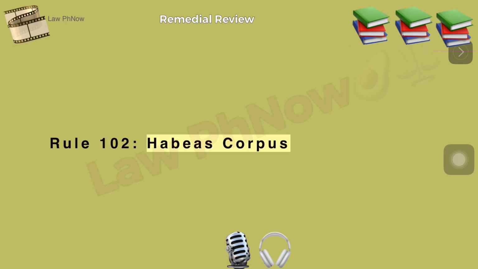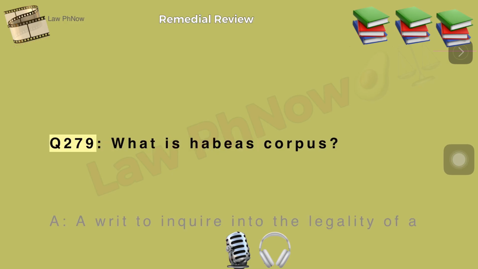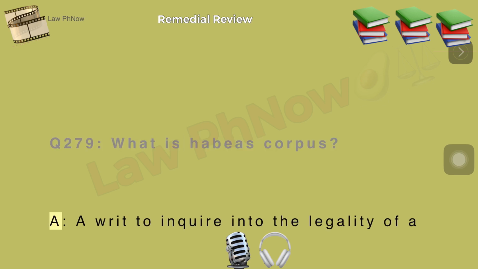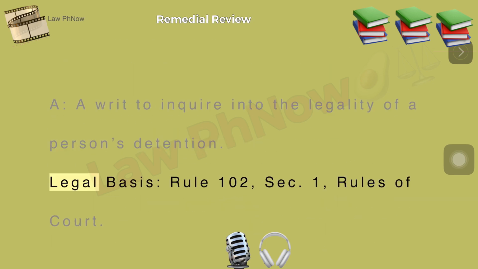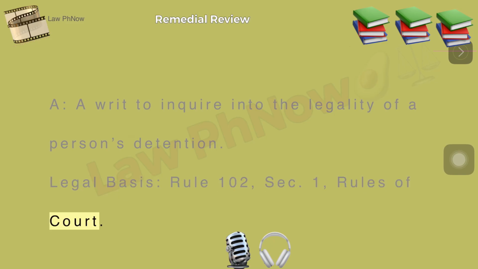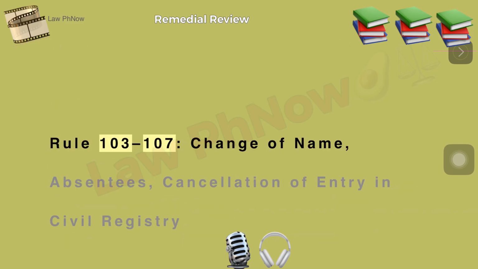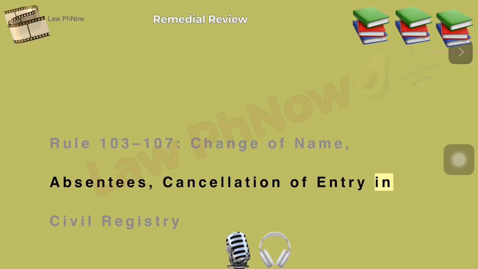Rule 102, Habeas Corpus. Q279, what is habeas corpus? A. A writ to inquire into the legality of a person's detention. Legal basis, Rule 102, Section 1, Rules of Court. Rules 103 to 107, change of name, absentees, cancellation of entry in civil registry.